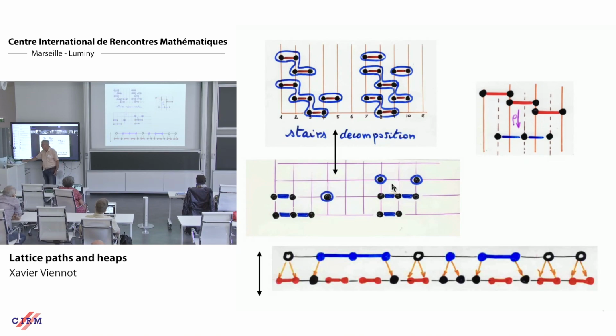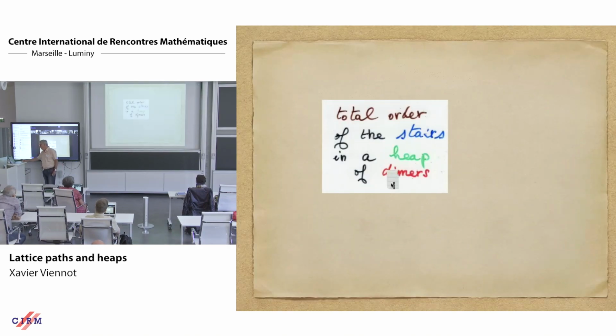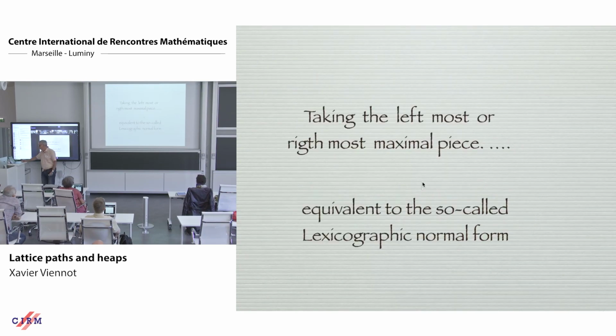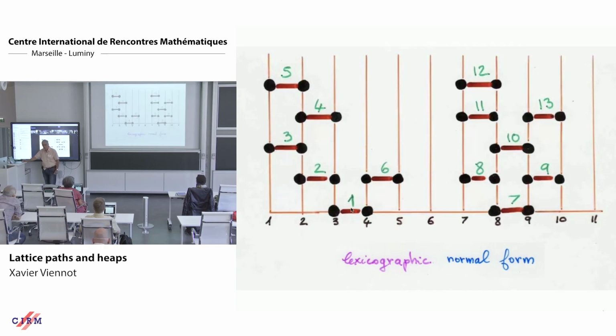So the total order on the heaps. Now I go back to taking the leftmost or rightmost pieces. There is a so-called normal form of a commutation class, the Cartier-Foata normal form, and the lexicographic normal form. Each time you take the leftmost or rightmost pieces. So here I take the leftmost minimal piece: 1, 2, 3, 4, 5, 6, 7, 8. And this is called the lexicographic normal form.